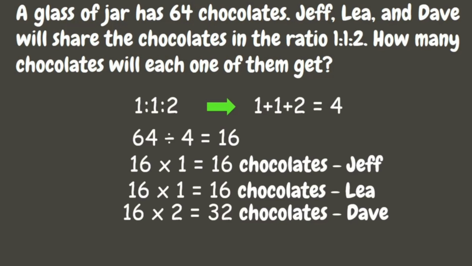To be sure our answer is correct, we add up these values: 16 plus 16 plus 32. That gives us 64.